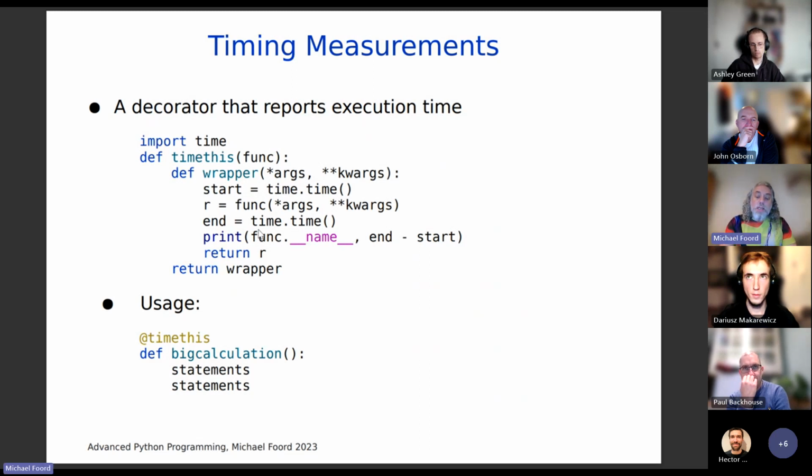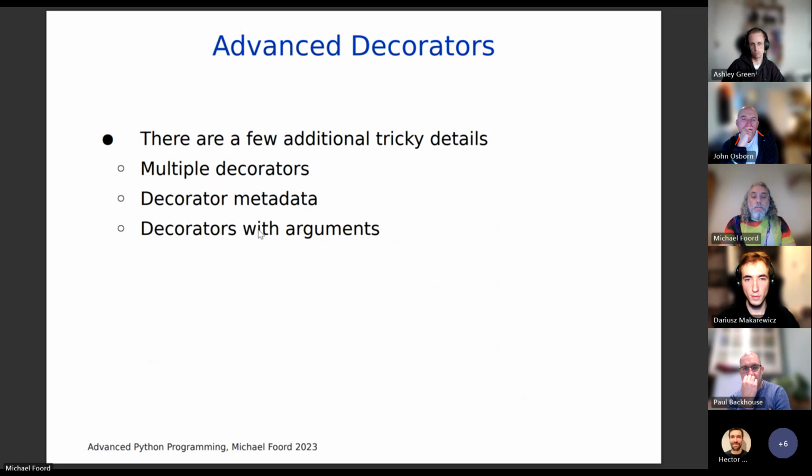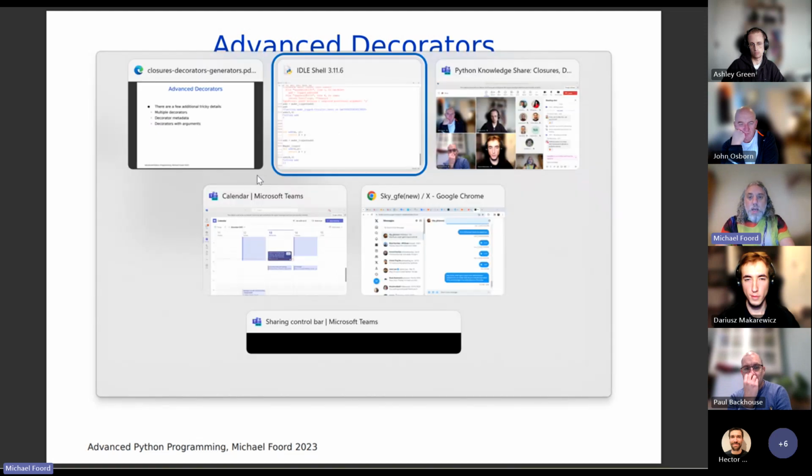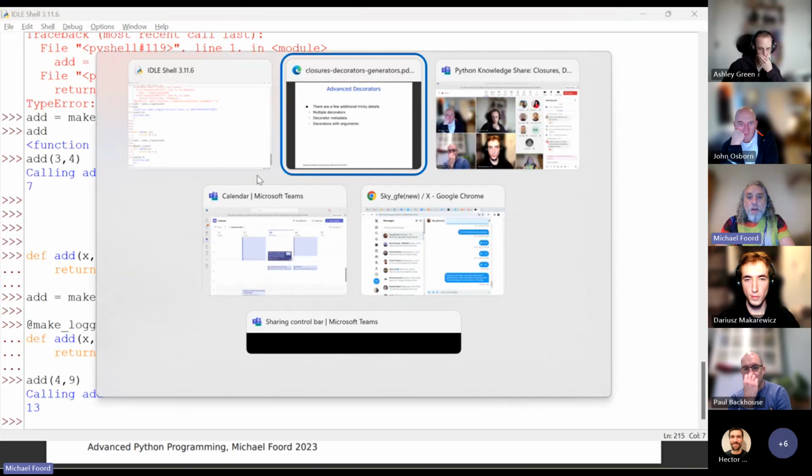However, this approach has some problems. And we're going to look at multiple decorators, decorator metadata, and decorators with arguments. And I'm going to look and see how we're doing on time.